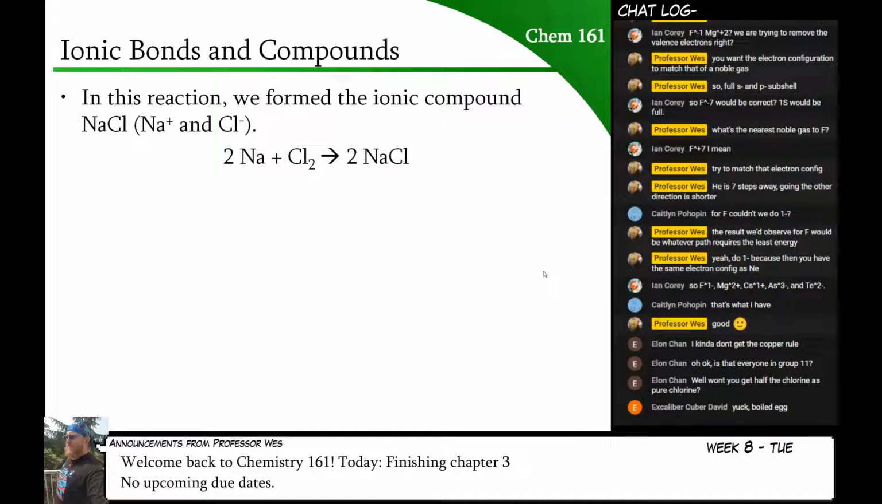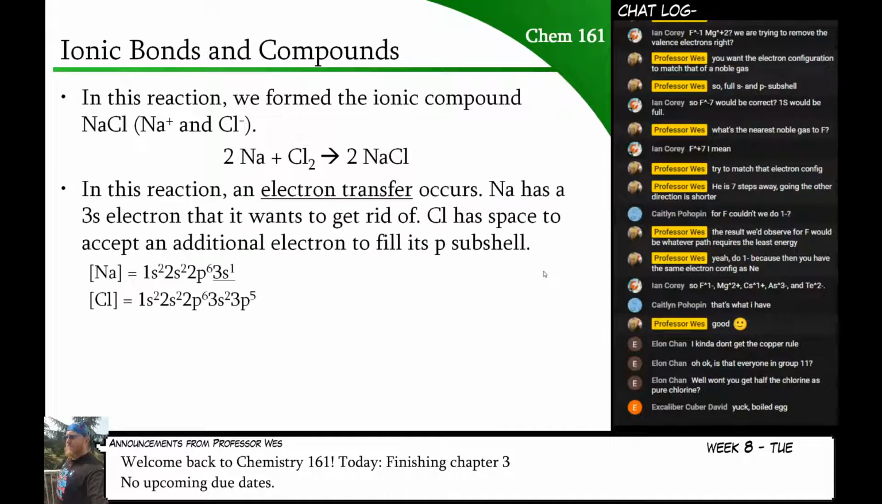So here's the reaction that we did. So you can see that the elements are balanced. I'm using 2 atoms of sodium per molecule of chlorine. And what's going on is we're going to do something called electron transfer. I need to get rid of this electron in my sodium in order to attain an octet in the sp subshell to look like neon. So what I'm going to do is I'm going to take this electron and I'm going to move it over here to fill this sp subshell.